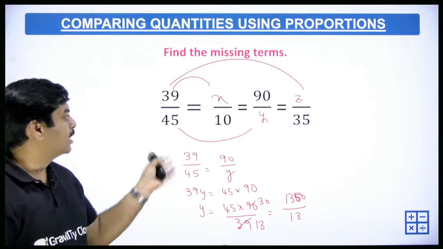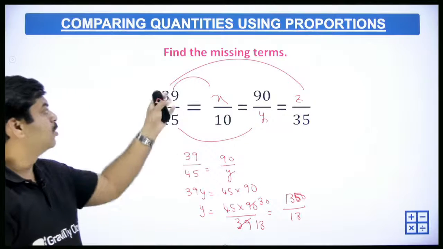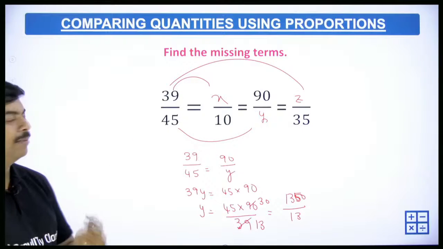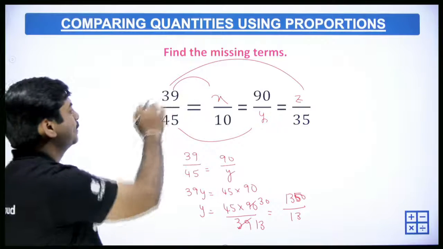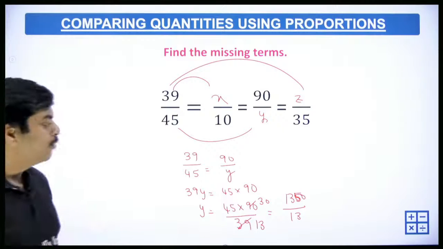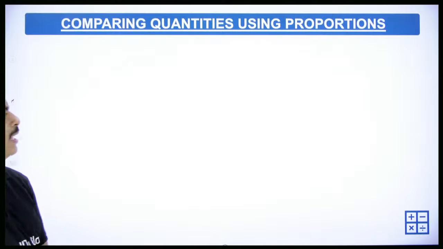Right? If there is any calculation mistake, please check that. Maybe it's not 39, maybe 30. I think so. It will be easier if we have 30 here. Okay. Whatever it is, this is how we can try to find the answers.